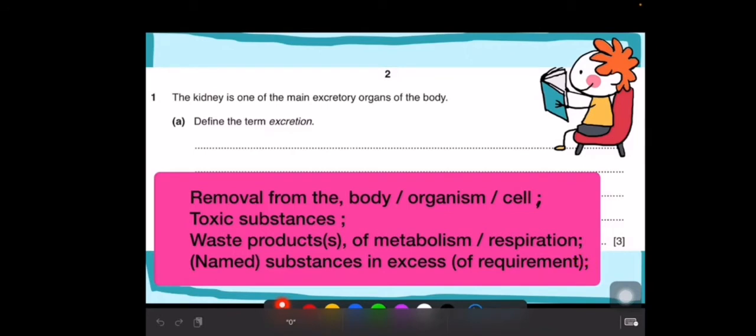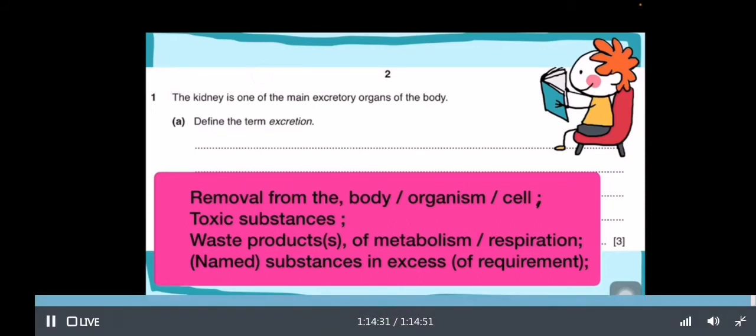IGCSE Biology 0610 always like this. If they ask for 3 marks, there will be more than 3 available marking points. That's why it is not impossible langsung untuk kita dapat full mark untuk setiap soalan. So, kalau kita dah tulis nota ni tadi kat depan, it is no problem at all untuk you score 3 mark.